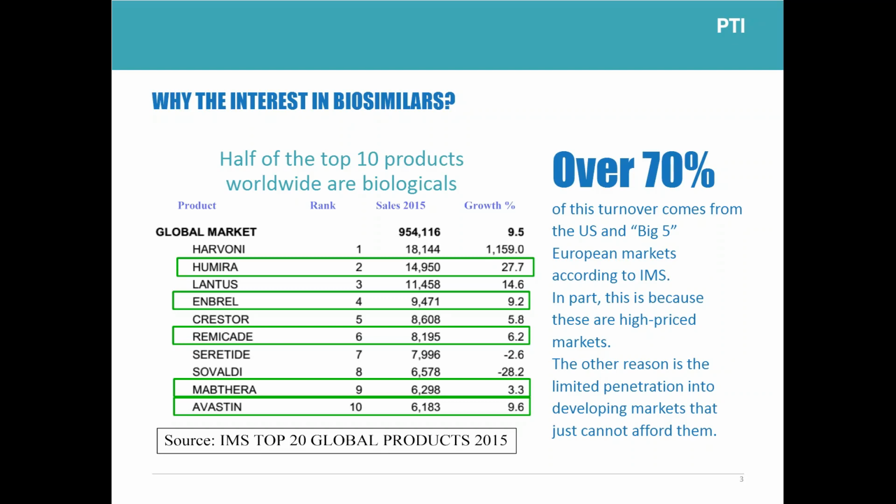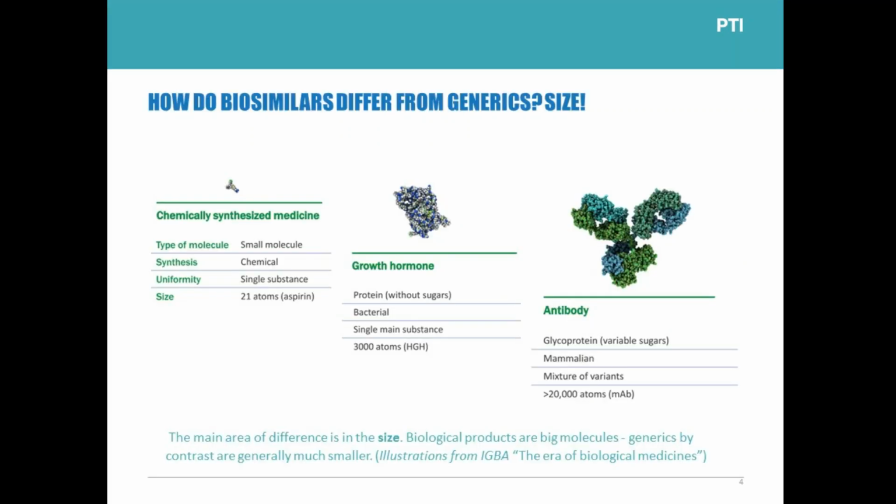And therefore, we end up with a situation where the predominant part of the biological market is in the major Western European markets. This will no doubt change as prices fall, but in the meantime, that's where most of the sales are. But the interesting point here, particularly from the reference of biosimilars, is that these are very high-value products, and copying them makes a lot of economic sense, or at least becomes very attractive.